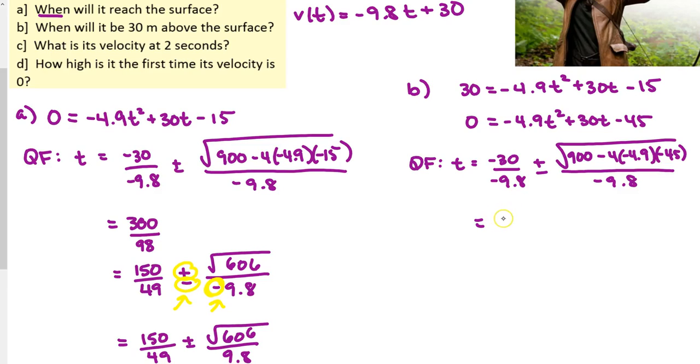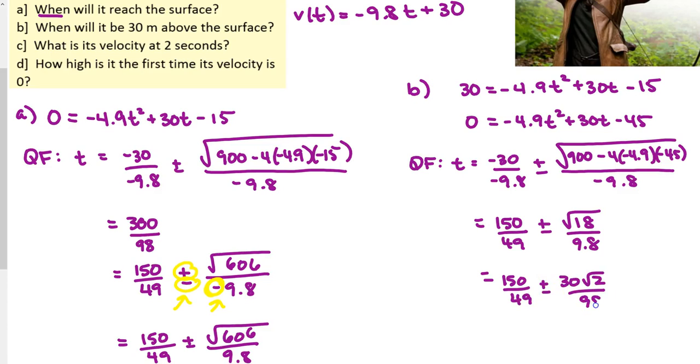And remember, this first fraction we saw in part A is just going to simplify to be 150/49. And then we have plus or minus square root 18 over, and I'm going to eliminate that negative again, simplifying. And square root 18 can be written as 3 square root 2. So suppose I do that and multiply the top and the bottom of that second fraction by 10. So that's going to be 30 square root 2 over 98. And that fraction reduces. Divide the top and bottom by 2, and we get 15 square root 2 over 49 for the second part of that answer.